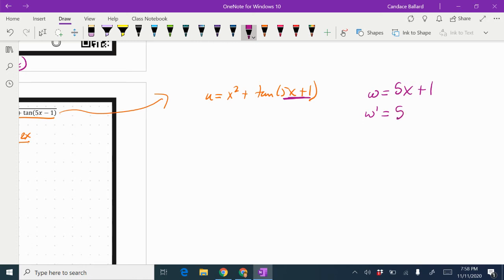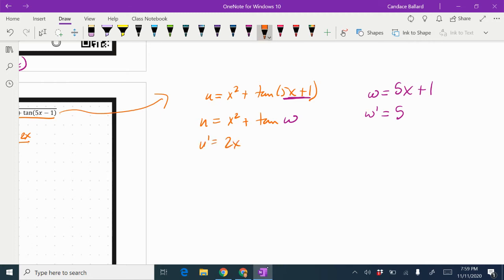I'm going to keep chaining it backwards now. So u prime equals 2x plus the derivative of tangent is secant squared. Actually, I should have rewritten this. Sorry about that. Let me follow the steps in the right order. We are going to rewrite because we had an inner function. So we have x squared plus tangent of w. Okay. Now let's take that derivative.